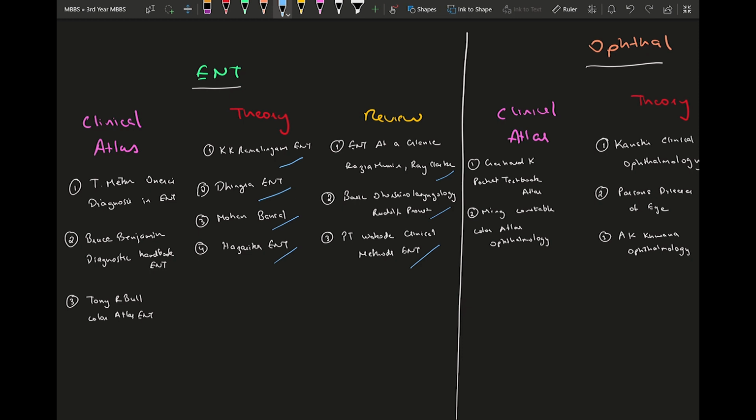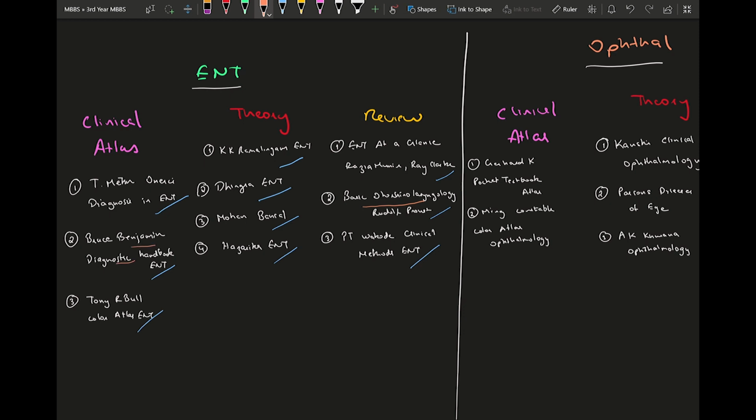The three good atlases for ENT are T. Martin Onerci Diagnosis in ENT, and then Benjamin Diagnostic Handbook of ENT, and or Tony R. Bull Color Atlas of ENT. You can just check out all of these books. Personally, I went through Basic Otorhinolaryngology by Rudolf Probst, and I used this atlas by Bruce Benjamin.